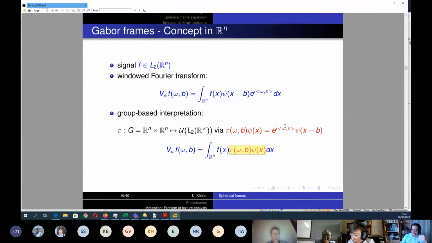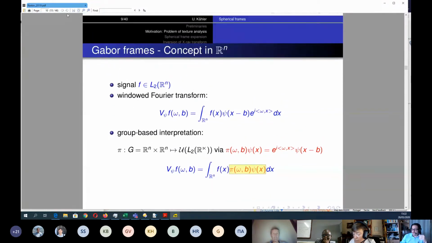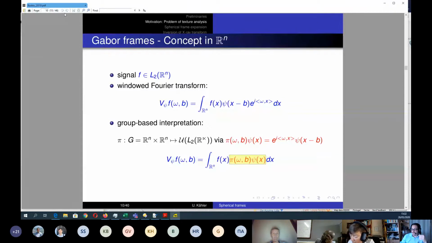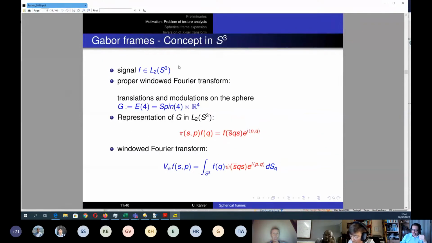And the same idea we can use on the sphere. So on the sphere, what are we going to do? Well, we take a signal on the sphere, and you have to define the Fourier transform on that part. There are several ways to do that. Probably a lot of you will simply say, wait a minute, the proper Fourier transform on the sphere is the expansion in terms of spherical harmonics.